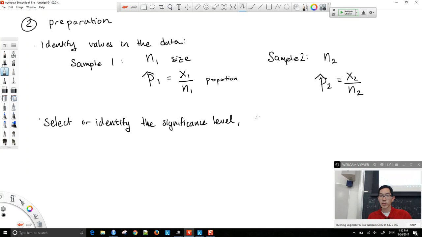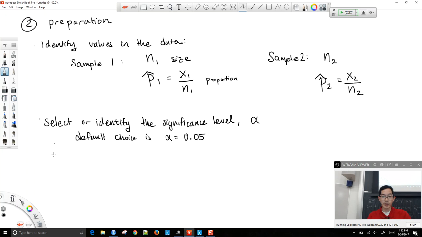Okay, significance level, which is alpha. All right. What's the default level of alpha if we don't see it written in the problem? Yeah, so the default choice for alpha is equal to 5%.